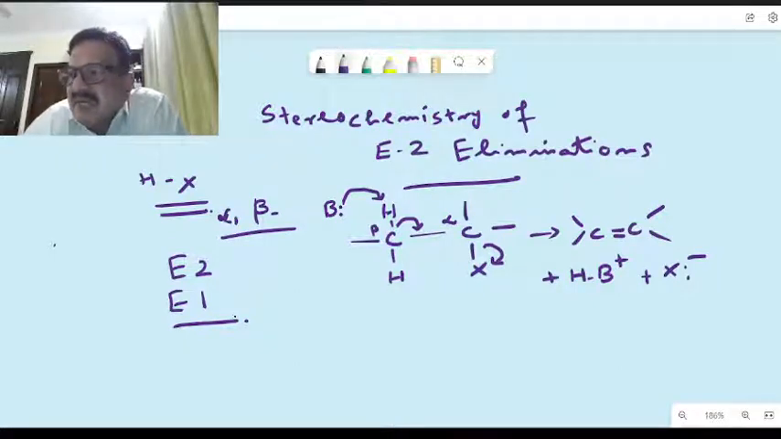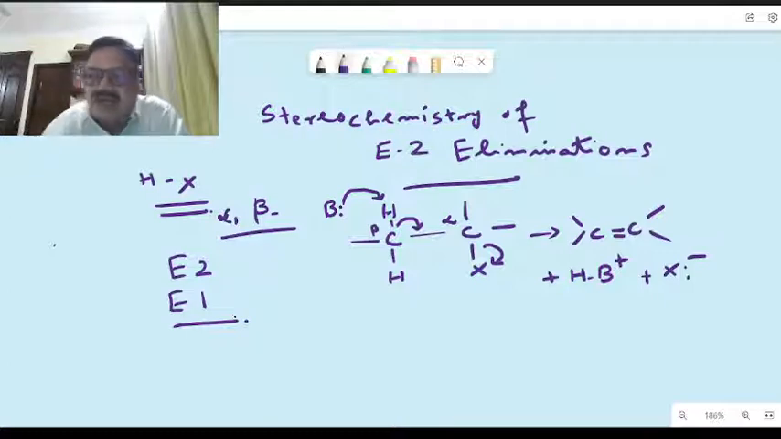So E2 and E1 mechanism differ only in the timing of the bond cleavage here and the bond formation. That is the cleavage of the bond, heterolytic cleavage of the bond, and the formation of a new bond here. Correct. It is similar to SN2 and SN1 reactions. That is substitution reaction, SN2, SN1 reactions here.